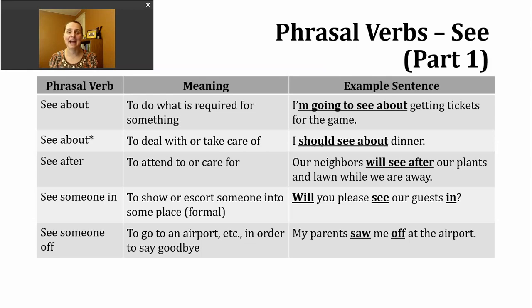The same thing happens with our next phrasal verb, to see someone off. This is another one where we separate the verb and the preposition. And to see someone off means that you are going to an airport, a train station, some other place in order to say goodbye to someone.